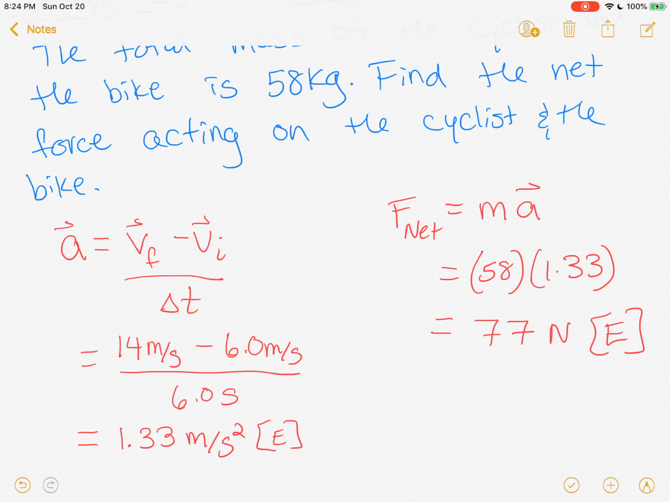Okay, so that's Newton's second law. If Newton's first law does not apply, remember Newton's first law is for an object that's at rest or that is moving at a constant velocity, then we use Newton's second law. Newton's second law is for an object that's accelerating or decelerating or changing its direction.